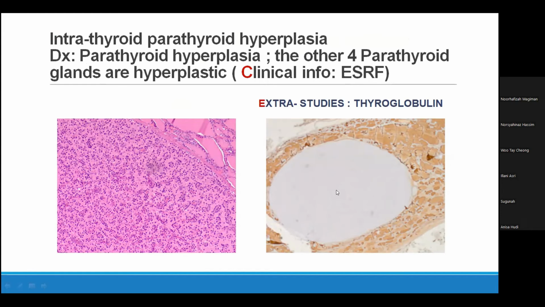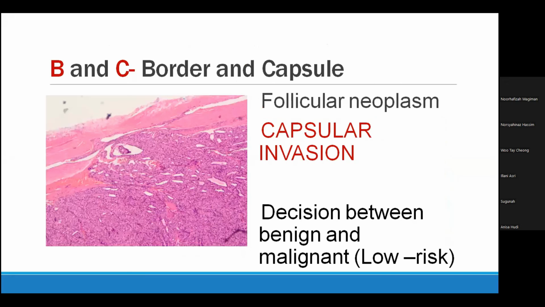I just did it for fun so that I can show you. Usually I don't do it if it is clear cut. It's good to do. Okay, so this is intrathyroid parathyroid hyperplasia because the rest of the glands are hyperplastic. Okay, so B and C, borders. A, just now, atypia of architecture, different architecture, you have learned.